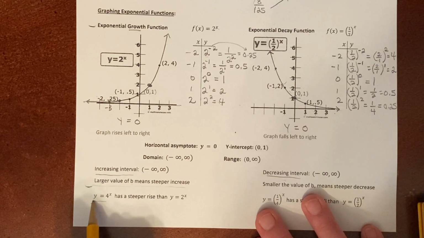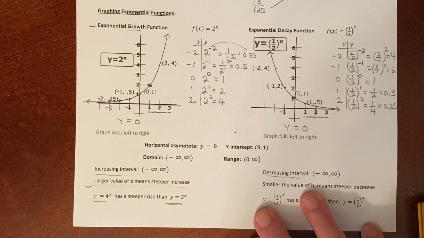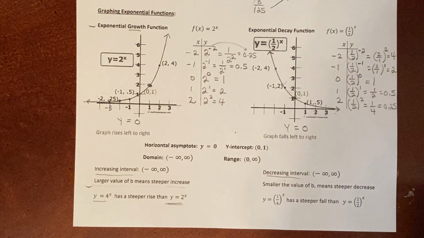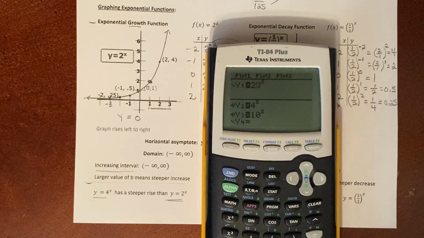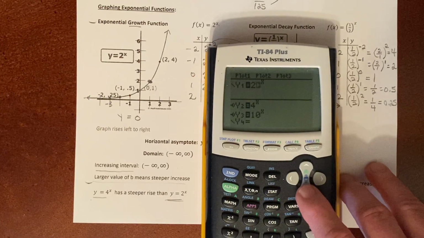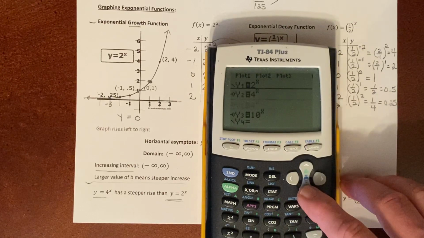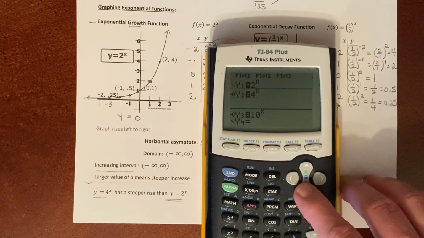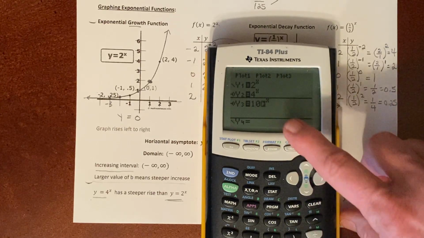So what does the graph of this exponential function look like in comparison to the graph of this exponential function? Well, I went ahead and put into my graphing calculator a few exponential functions, as you can see here. In y1 I have 2 to the x. In y2, I have 4 to the x. And then in y3, I have 10 to the x. So you can notice that the bases are increasing.